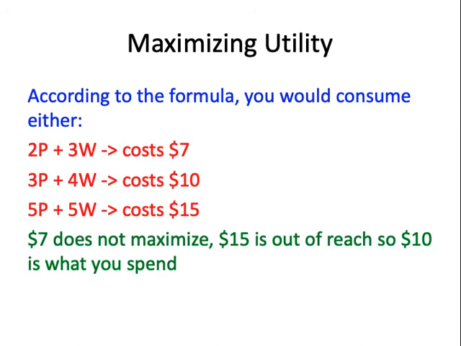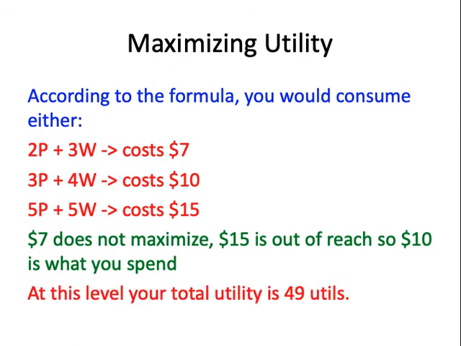Okay? So that's how we utilize the utility maximization formula to figure out how much we can spend to get the maximum amount of utility in that scenario. And so you'll be able to tell that in this scenario, our total utility is 49 utils. Okay? So you can try to take that $10 and spend it in any way, and you will not find a situation where you get more than 49 units of utility.